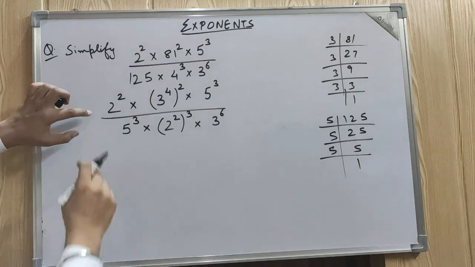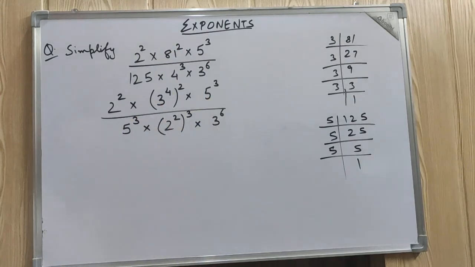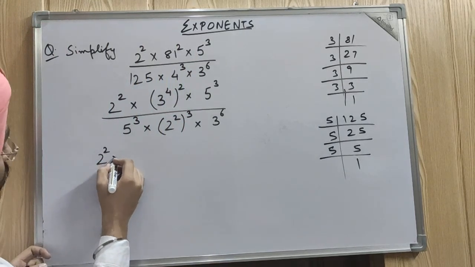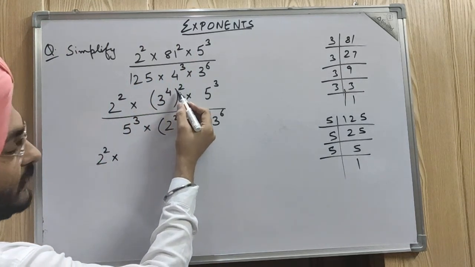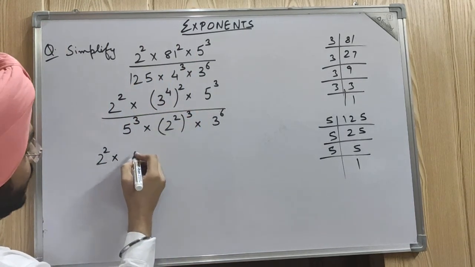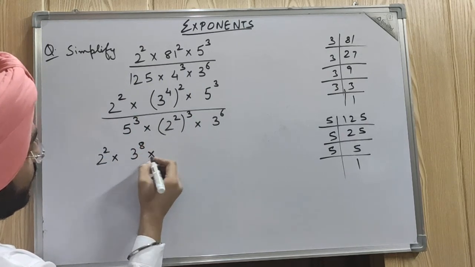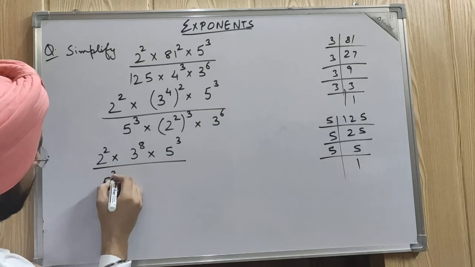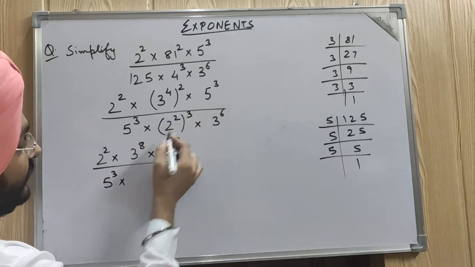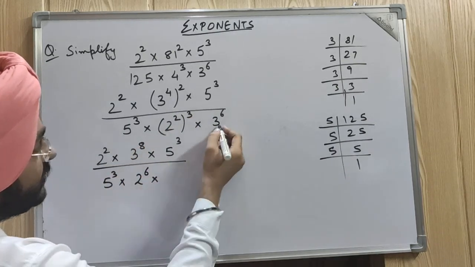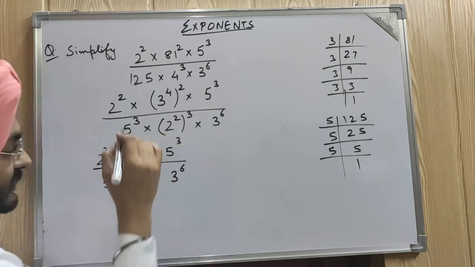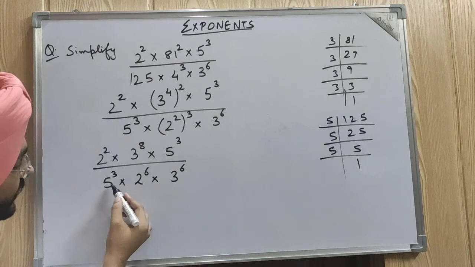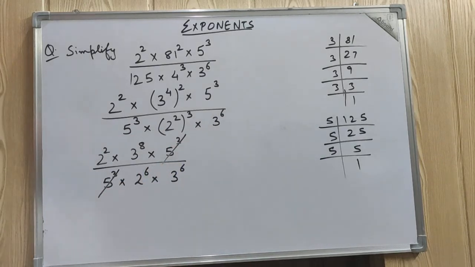Now you are seeing here all the numbers are prime numbers. So now I am solving 2 squared and 2. As we all know, these are to be multiplied: 4 into 2 will become 8. This one is 5 cubed, and 2 into 3 will be 6, 3 raised to the power 6. So now you are seeing in the numerator we have 5 cubed and in the denominator 5 cubed. This will get cancelled here.